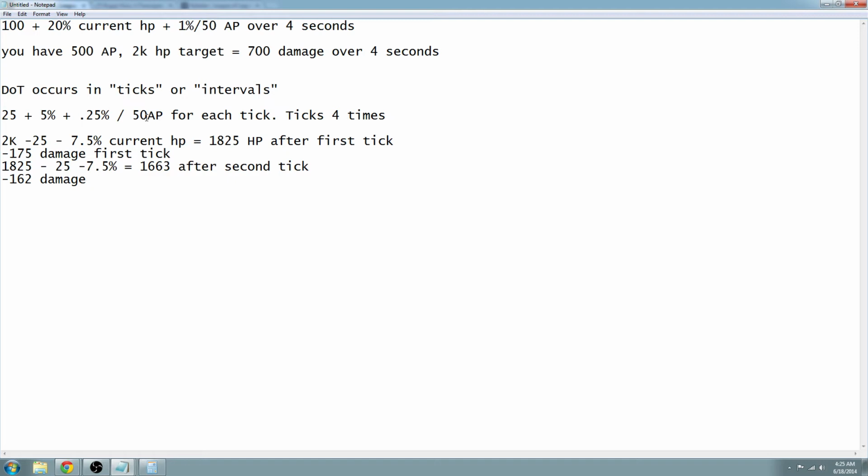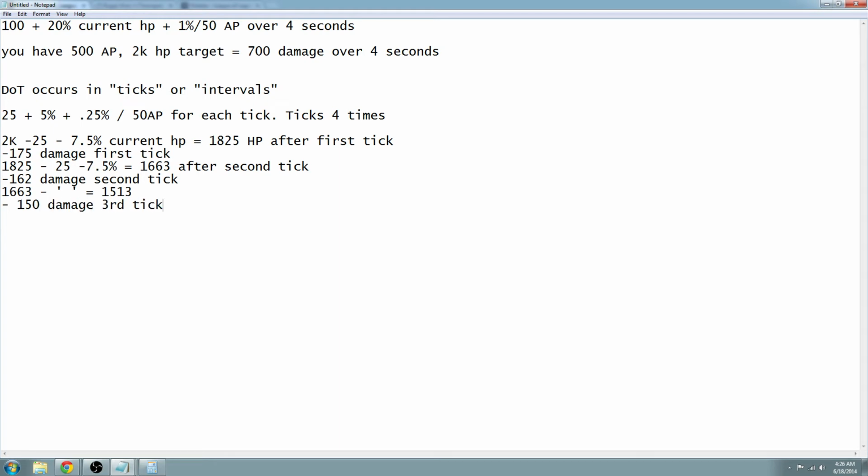But wait, it gets worse. It's never going to reach 700 damage. And hopefully you can start to see why if you're familiar with math. If you're not, just keep following through the video. You can fast forward. And on the third one, you have 1663 minus the same calculation equals 1513, and that was 150 damage.